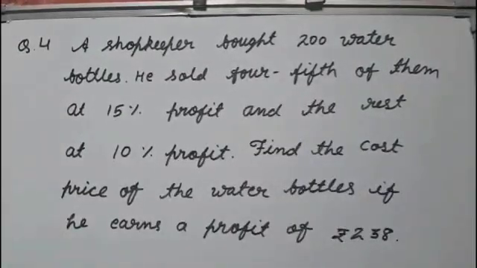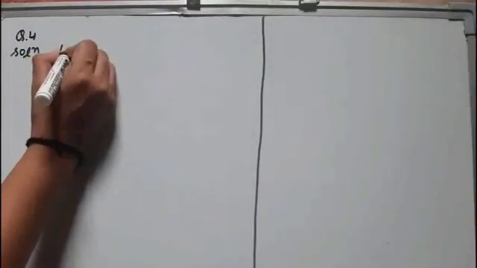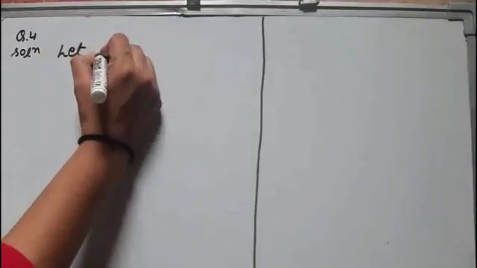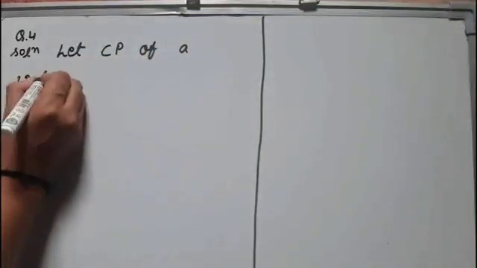Last question of this exercise, question number 4. A shopkeeper bought 200 water bottles. He sold 4/5 of them at 15% profit and the rest at 10% profit. Find the cost price of the water bottles if he earns a profit of rupees 238. First of all, we assume cost price of one water bottle be rupees 1. So let CP of a water bottle be rupees 1.